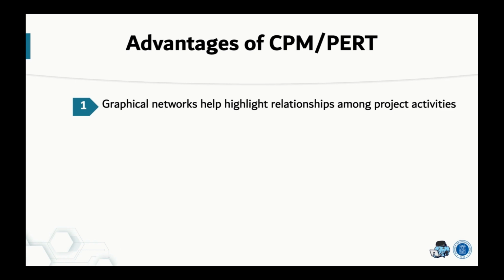In the previous video, we already learned in detail about the CPM and PERT methods that complement each other. The advantage of CPM and PERT is that a graphical network may help highlight the relationship among the project activities. Like we practiced before, when we make the graphical network, it helps us to illustrate and understand which one is critical, which one is not critical, which one we should crash first, which one not, and so on.